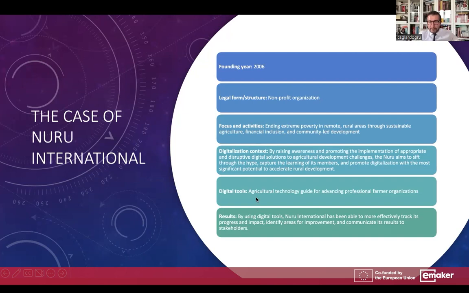So, this non-profit organization uses, again, agricultural technology guides for advancing professional farmer organizations. Maybe we call it clean farming. Maybe eliminating carbon print from these types of agriculture, and also access to agricultural products, another important point, since we are aware that in most of the African countries there are some struggles in reaching farming products. So there are some results by Nuru International, as you see, but these are all stats.